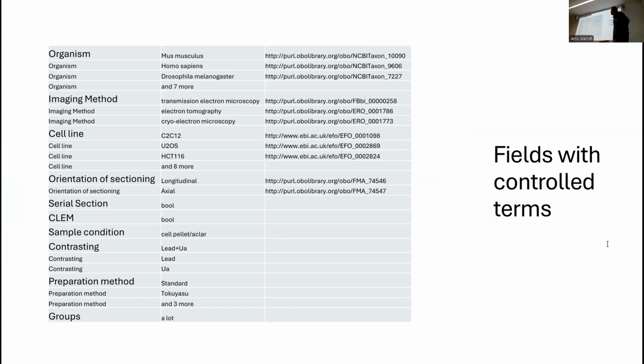And at least for the fields I mentioned first, the organism, imaging method, cell line, and orientation of sectioning, all the values we used, we also matched upfront with terms from, in our view, suitable ontologies. So we in principle have a lookup table somewhere stating, okay, this control term corresponds to a certain ontology term.